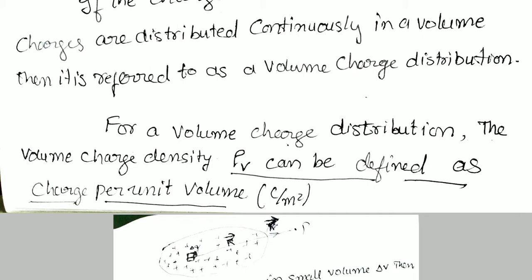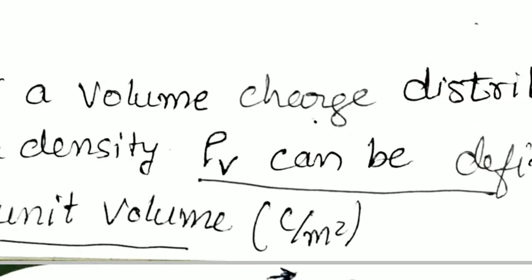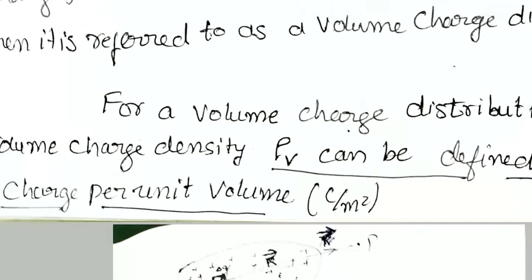So here an important term which comes is the charge density. Charge density is defined as the ratio of charge per unit volume. If we divide the entire charge by the volume, then we call that term the charge density. That is symbolized by rho v.